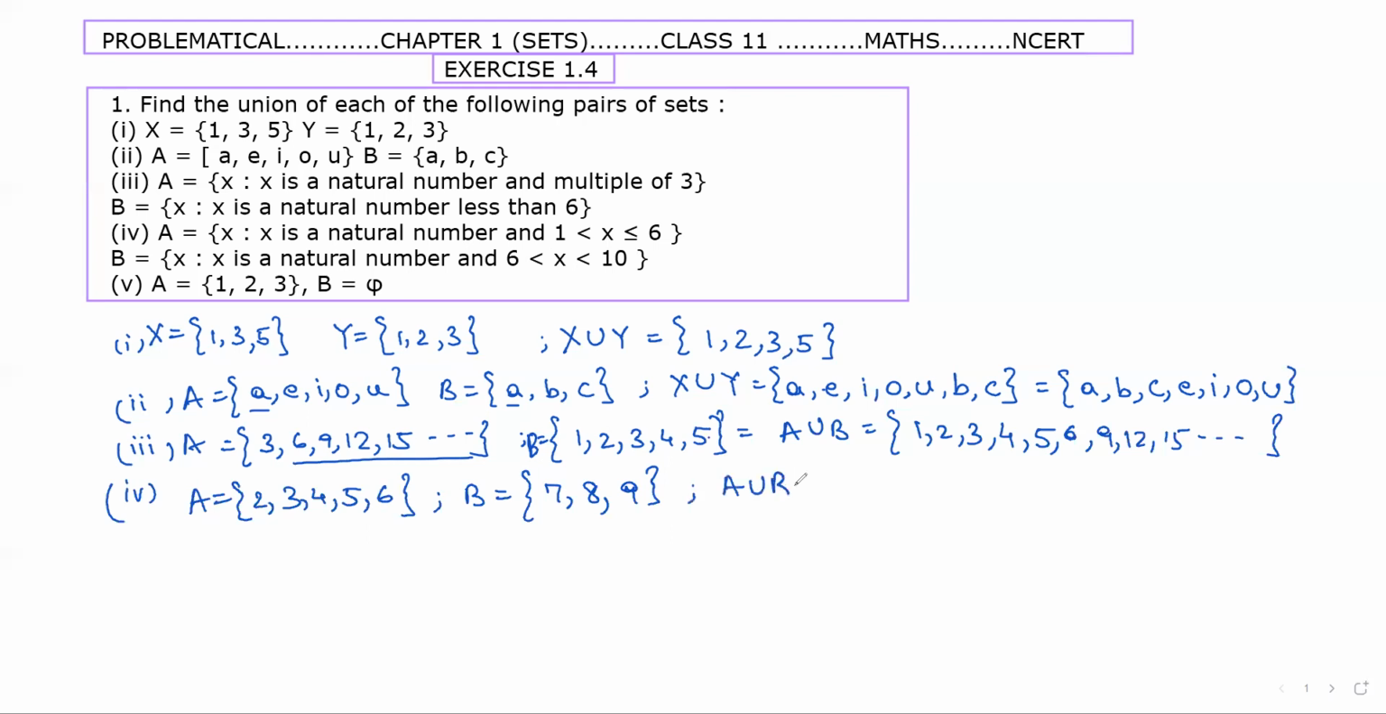A union B will be equal to 2, 3, 4, 5, 6, all elements of A, and then 7, 8, 9, all elements of B. Here I should have written A union B. Fifth, A is 1, 2, 3, B is empty. If B has no element, in which case your A union B will be equal to A itself, 1, 2, and 3.